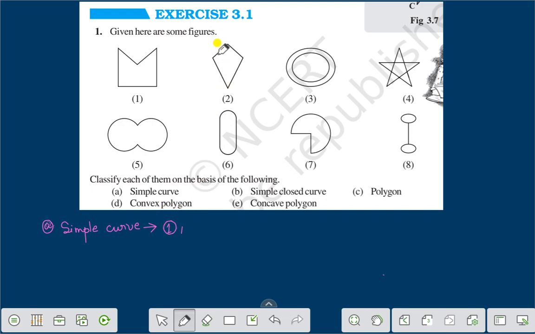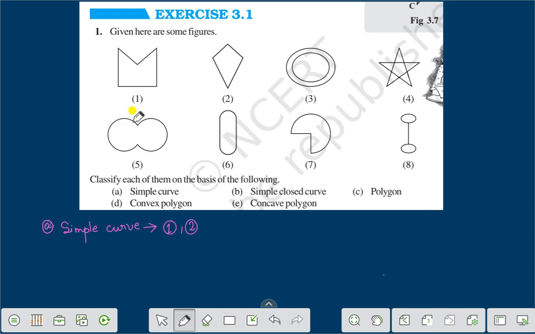Number 2, here you see, if we start from here, this is also a simple curve. That is, 2 is also a simple curve. 3, here you see, if we draw this one, we cannot draw this one without lifting. That is, this is not a simple curve, right? Here you see, it crosses itself, therefore this is not a simple curve.